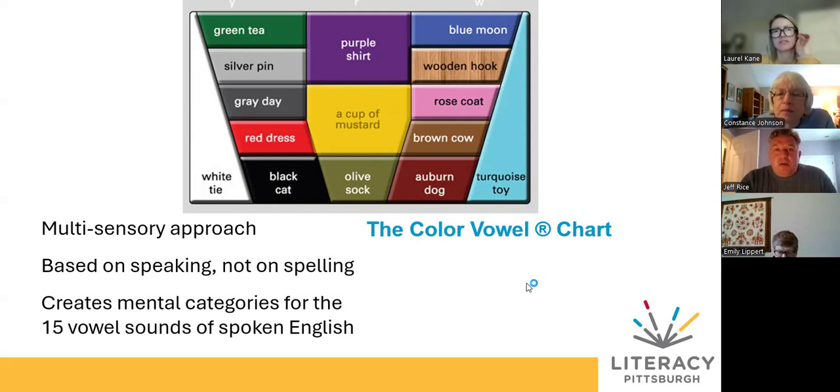Okay. And let's see. White tie Mike. Yep, white tie Mike. Connie. Connie could be perhaps, I wouldn't think brown cow would be Connie. I would say Connie would probably be Auburn dog Connie or olive sock Connie, depending on how you pronounce it. Joyce would be over here, turquoise toy Joyce. Turquoise toy Joyce. Okay. What else have we got?